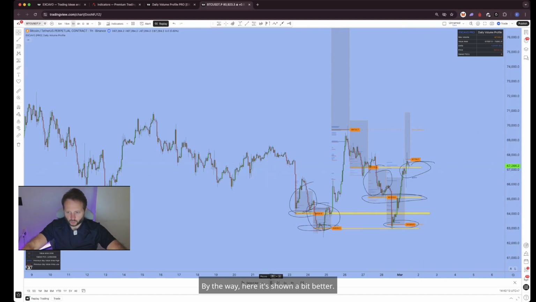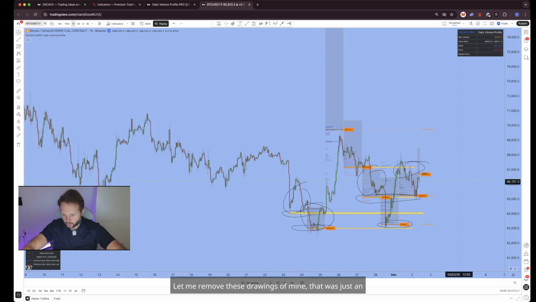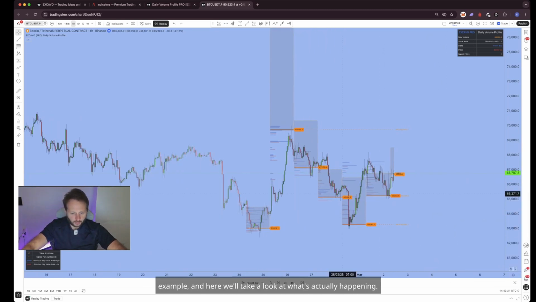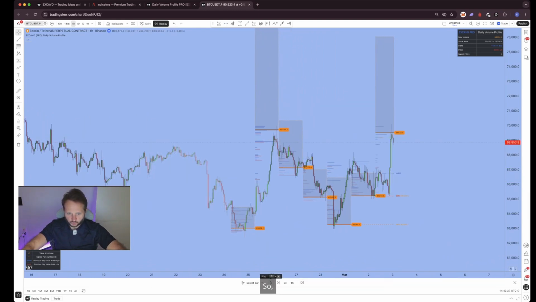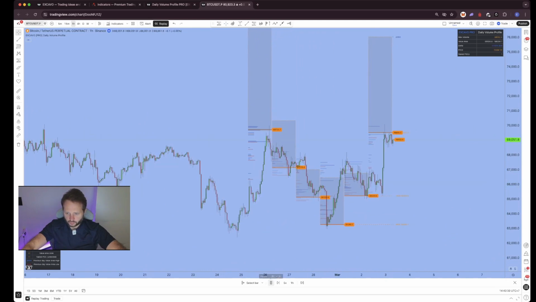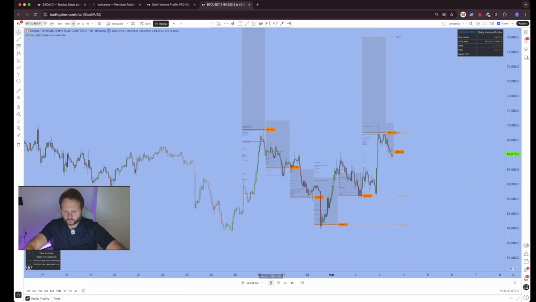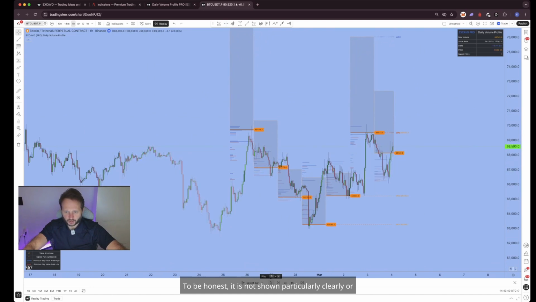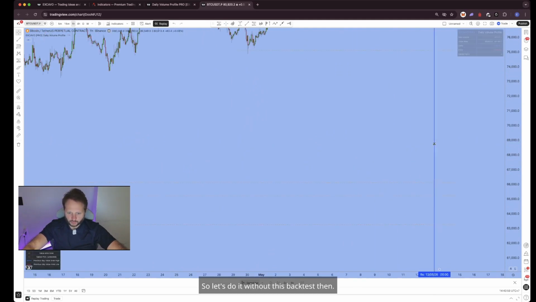By the way, here it's shown a bit better. Here is already the next day. Let me remove these drawings of mine. That was just an example. And here we'll take a look at what's actually happening. So we have successfully established here somehow. To be honest, it is not shown particularly clearly or effectively when you are running a backtest. Actually, I find that I prefer these specific ones much better. So let's do it without this backtest then.